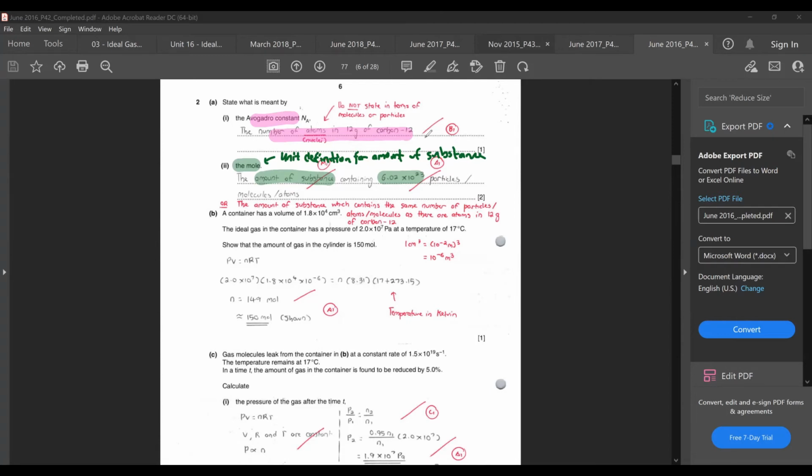Now, moving on to part B. Part B is saying that you have a container of volume 1.8 times 10 power 4 centimeter cube. The ideal gas in the container has this pressure at this temperature. Show that the amount of gas in the cylinder is 150 moles. So this one is pretty straightforward. This one is talking about the amount of moles, the number of moles, sorry. You just use PV equals nRT.